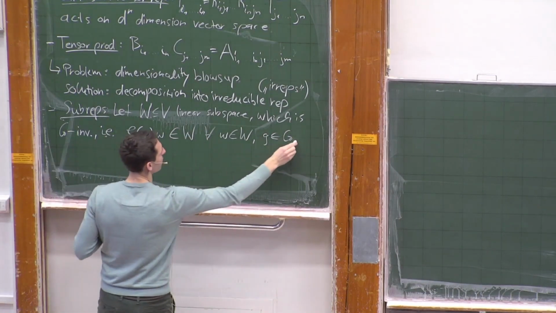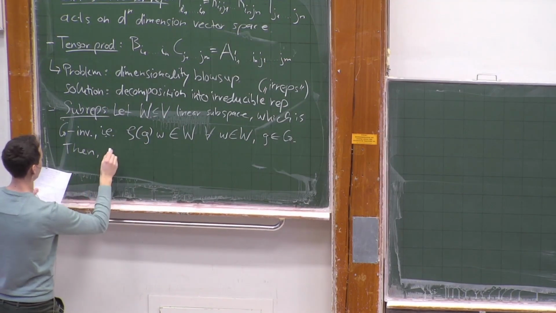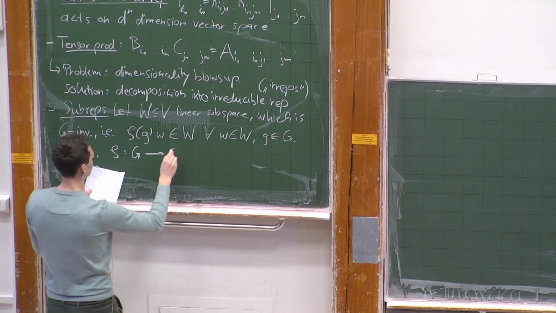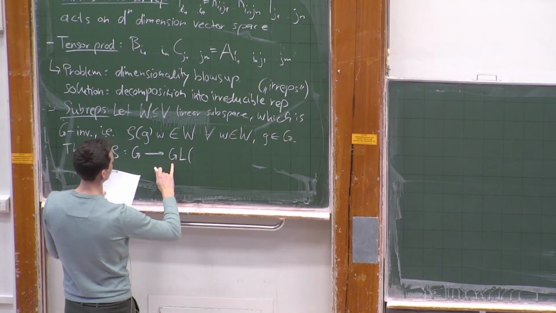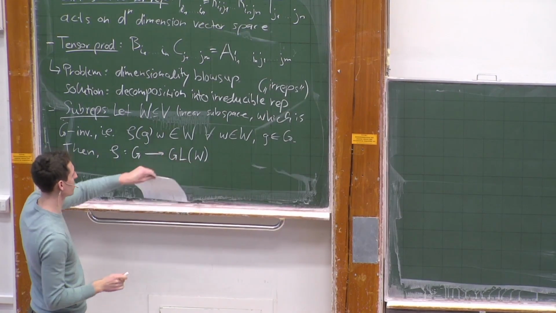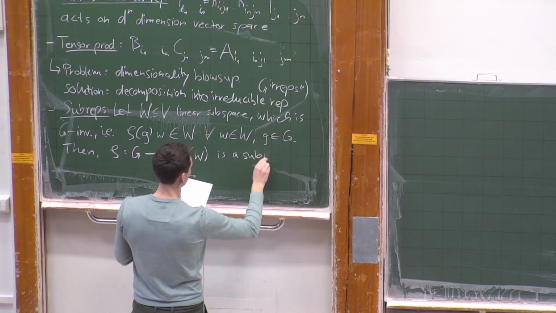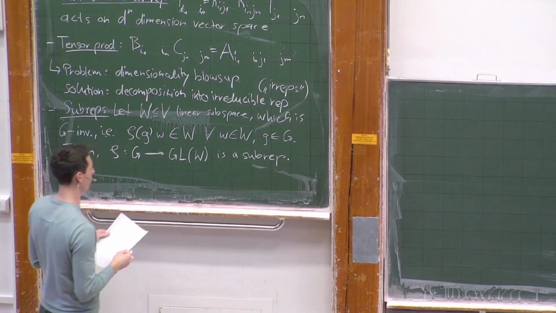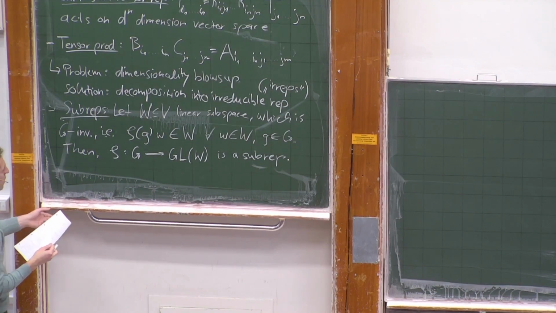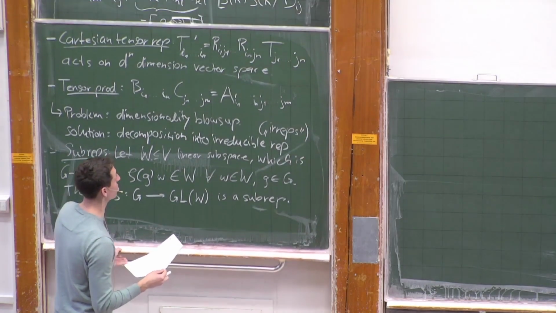Then in this case, we say that the restriction of the representation onto the general linear group of just a subspace is a subrepresentation. So this is the formal definition of subrepresentation, and this is what we need in order to define when a representation is reducible.